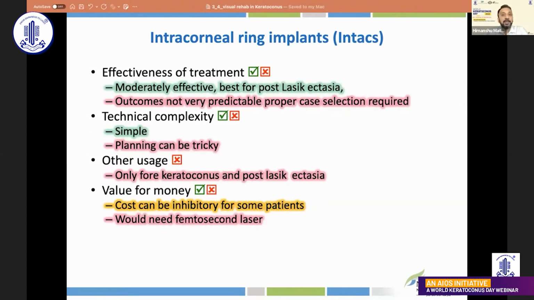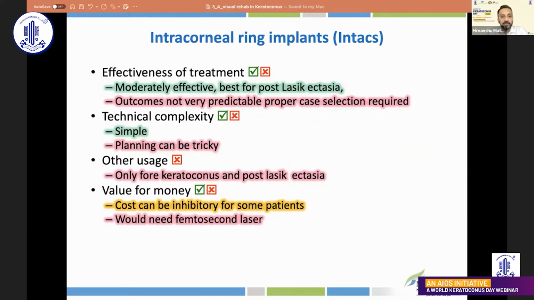However, the outcome may not be very predictable. So we cannot predict that you don't need to use glasses or contact lens. We cannot offer such kind of outcome. Technically, it's a very simple procedure, but sometimes planning requires experience, and the person needs to be a little more experienced about that. There's no other usage for this procedure other than keratoconus and post-LASIK ectasia. Hence, it would be limited to such kind of condition.